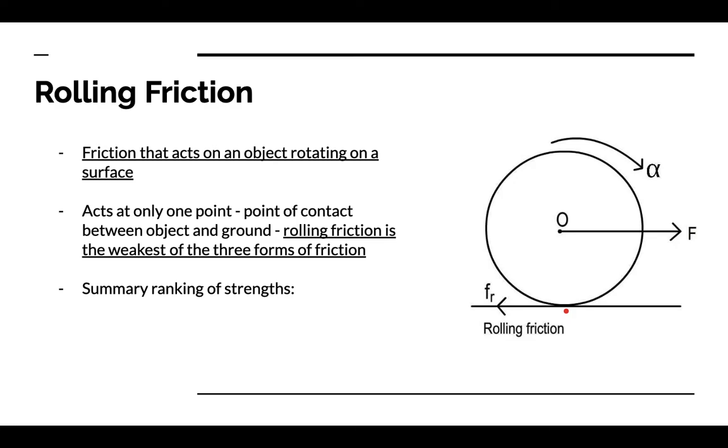So we can actually see this if we take our box from example 1 and put it on wheels. It's a lot easier to get that object moving now than it would be if it was just sitting on the ground, where we have static friction acting.